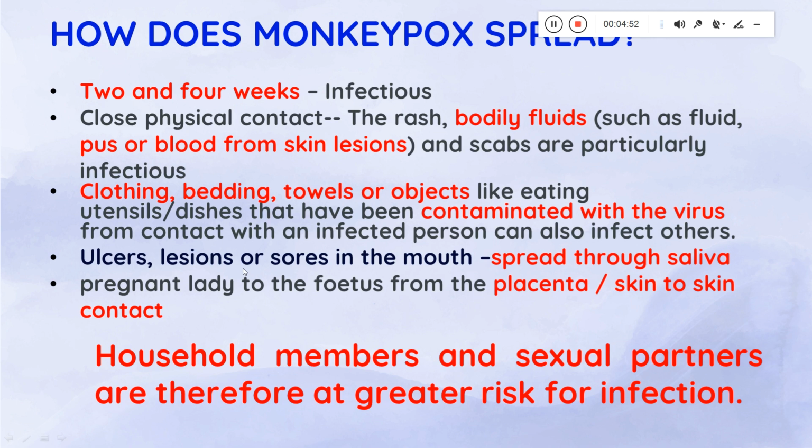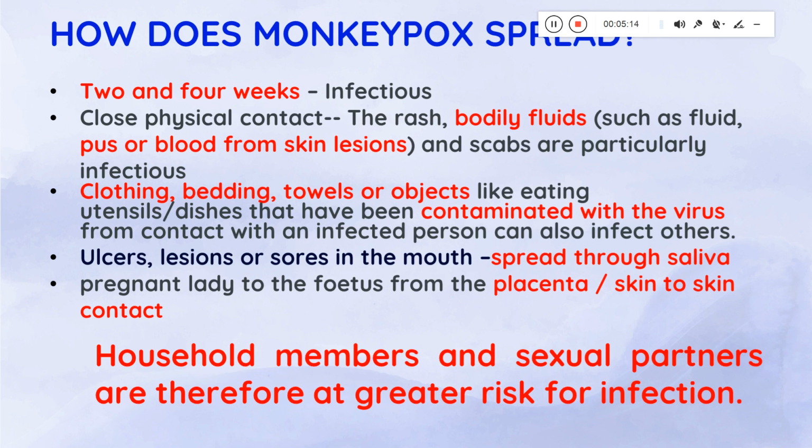So how does it spread? From one person to another, through direct contact or indirect contact, it can spread, and the person becomes infectious for 2 to 4 weeks once he encounters this particular virus. Close physical contact through body fluids is one main reason for transfer of this organism from one person to another.